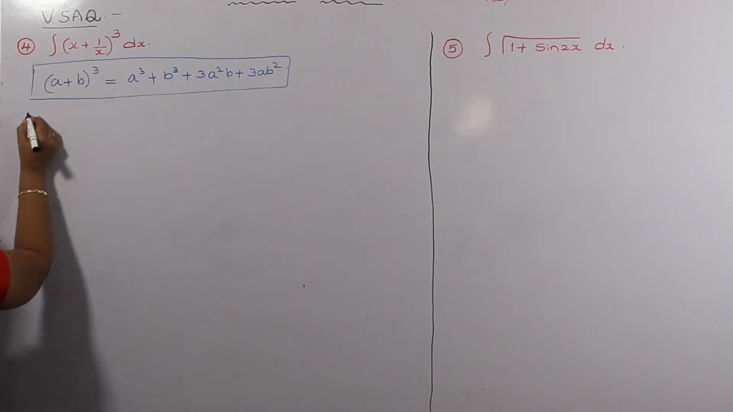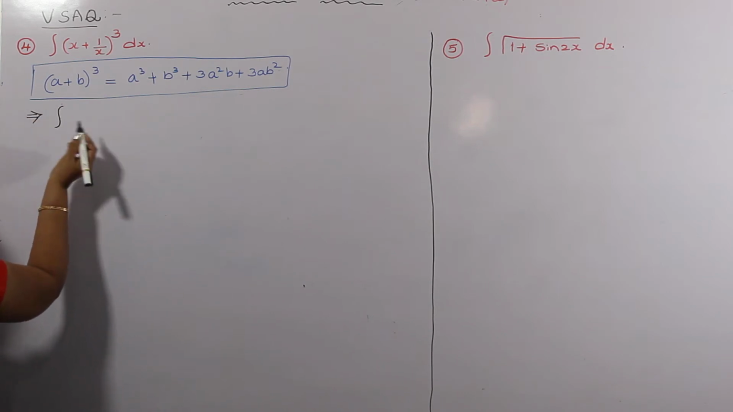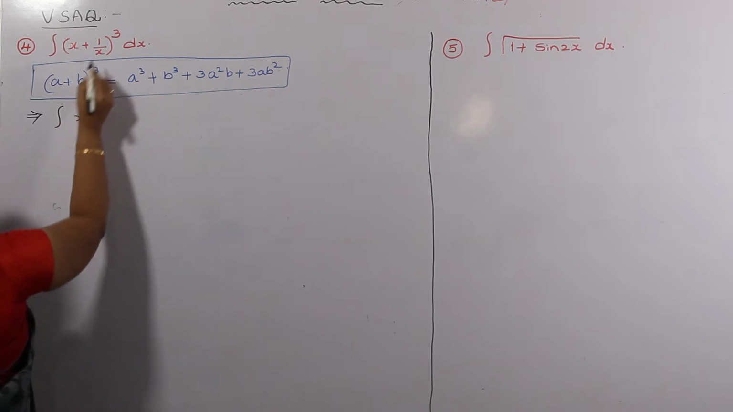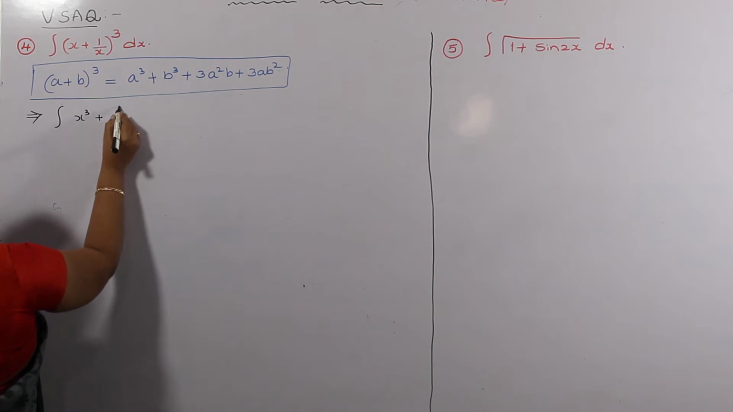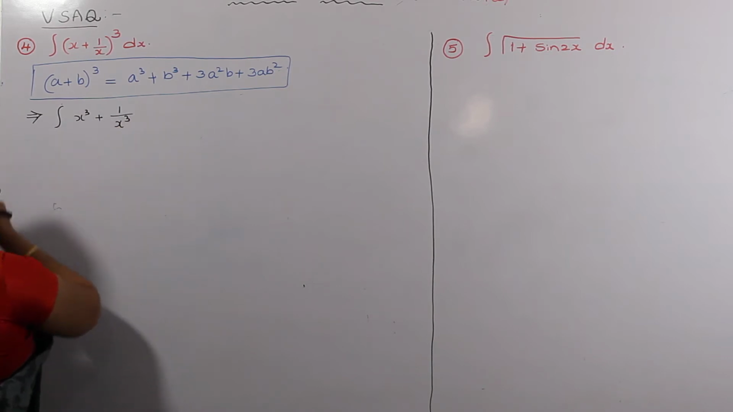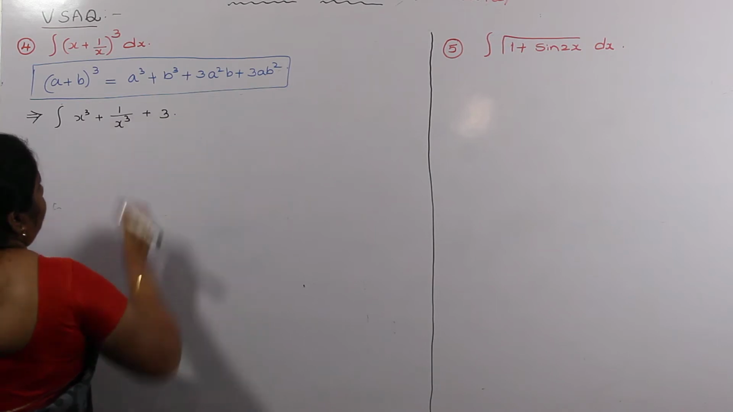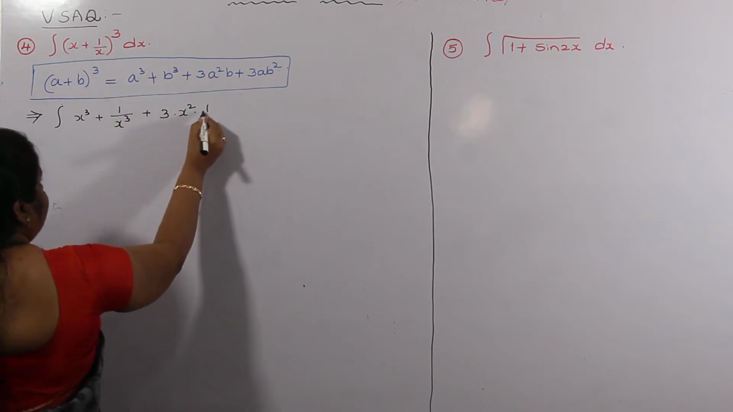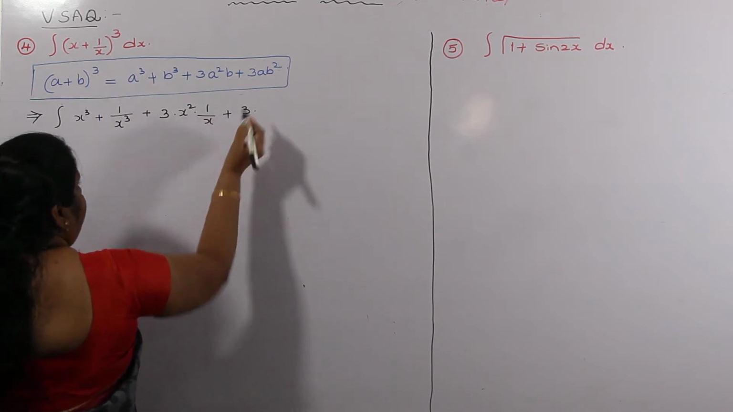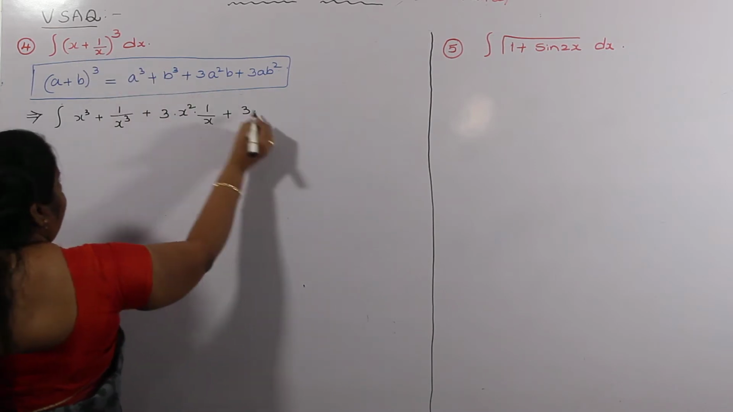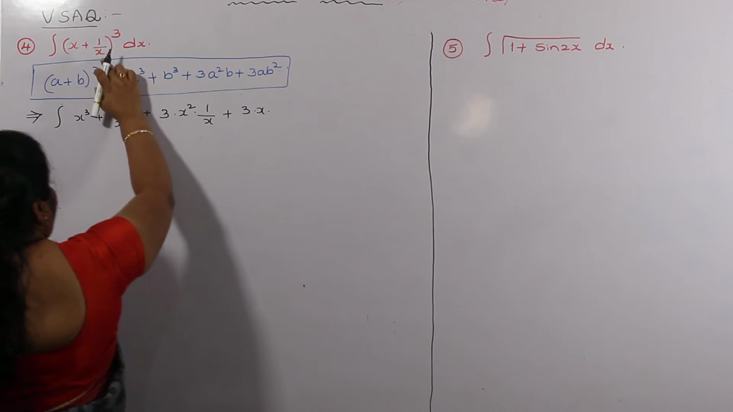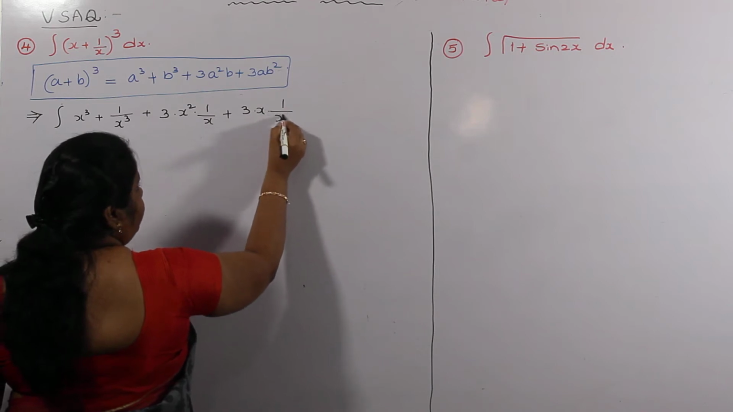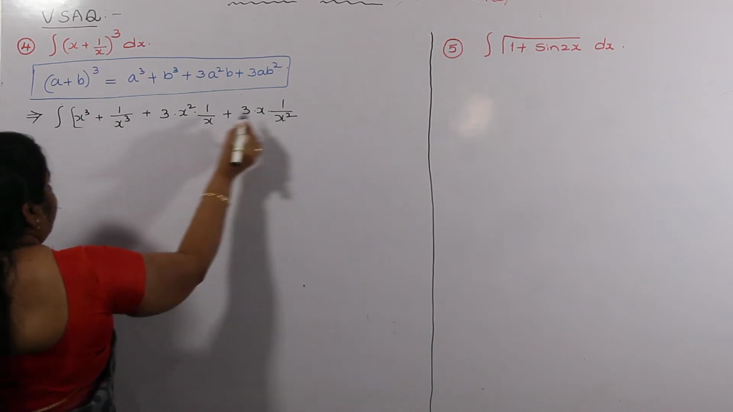Apply this formula here. That is integral of a cube, that is x cube, plus b cube. B cube means (1 by x) whole cube, which can be written as 1 by x cube, plus 3 into a square b. A is x, that is x square into b, which is 1 by x, plus 3 into ab square. A is x into b square, where b is equal to 1 by x, so b square is (1 by x) whole square, that is 1 by x square.